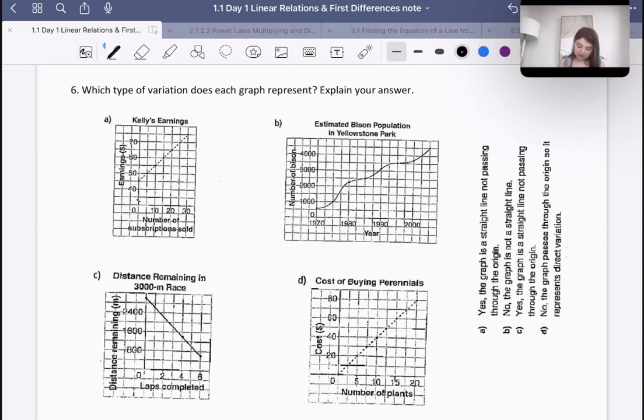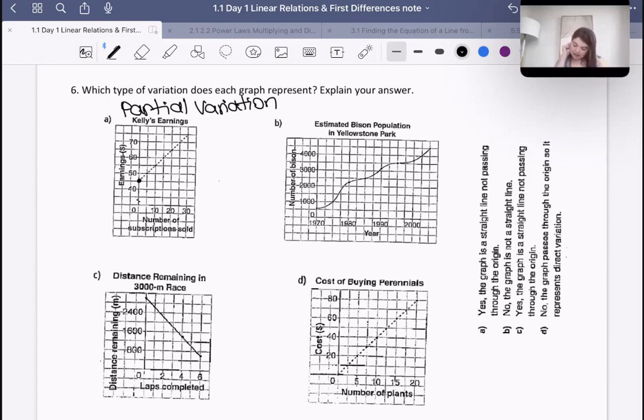So here it shows Kelly's earnings. It looks like she gets $45, plus she gets extra money for every subscription sold. So here the y-intercept is not 0, so this would be partial variation. I won't write down the full justification, but I will say it here. The reason it's partial variation is because it's a straight line, so it does represent a linear relation here, and the y-intercept is not 0. The y-intercept is $45.